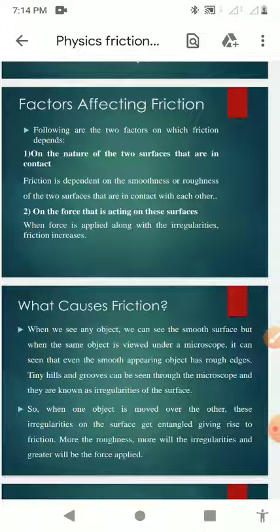Now we can say, when one object is moved over the other, as we saw in the definition, the irregularities on the surfaces get engaged with each other. Both surfaces have irregularities, and both irregularities get engaged, as we discussed. So what will happen when they engage? It will give rise to friction. If they are not properly interlocked, there is friction and a reduction in motion. So we can say the more the roughness, the more will be the irregularities.